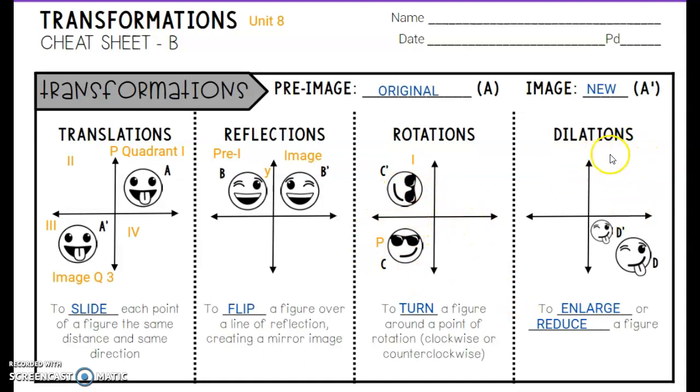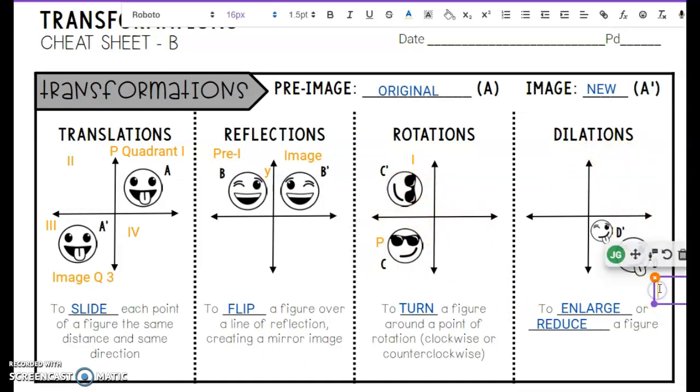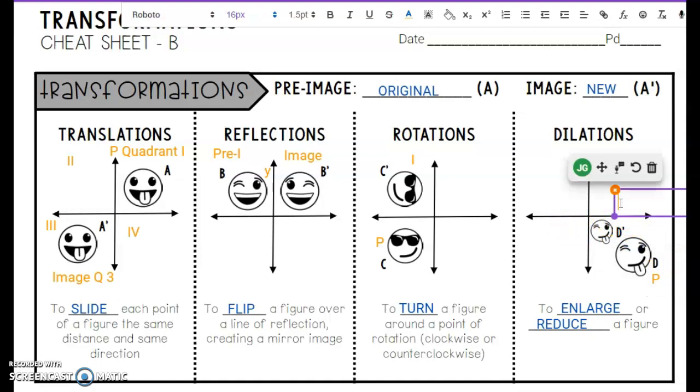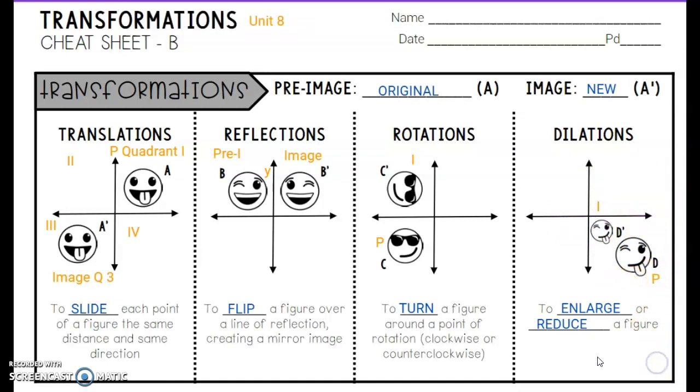And then finally, you have your dilations. The bigger one is actually your pre-image, and the smaller one is your image, which indicates that you multiplied by a scale factor less than 1. So let's look at the algebraic representations in this next section.